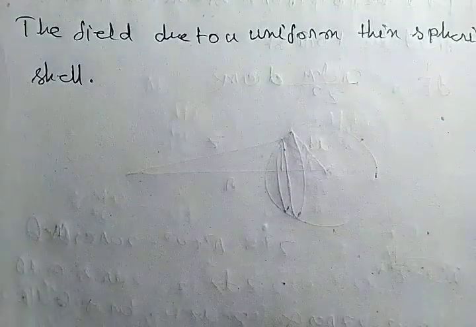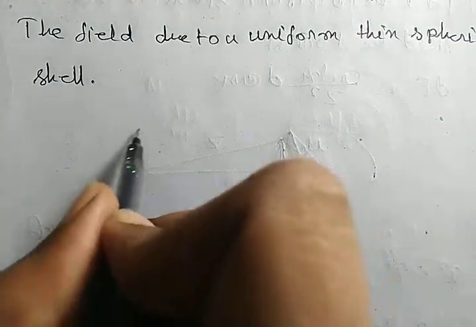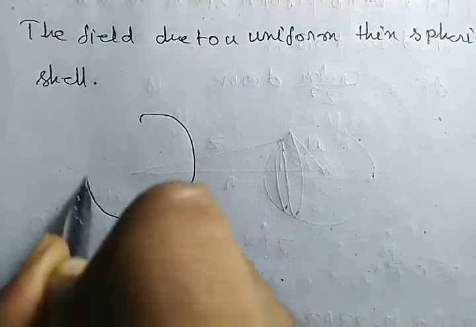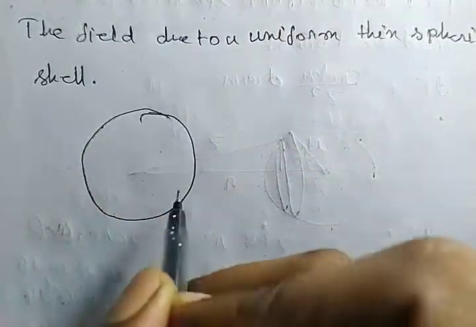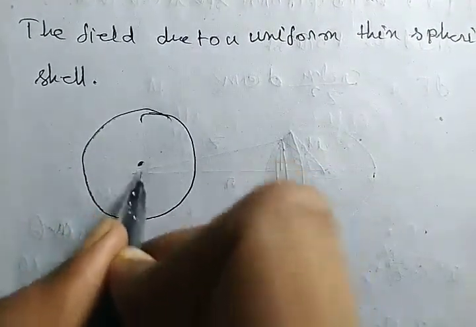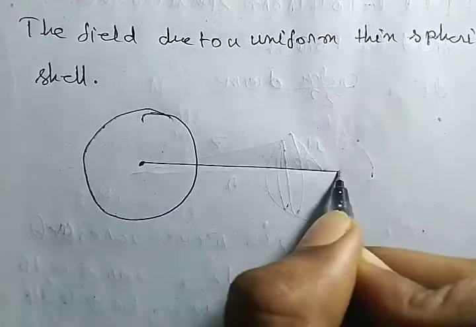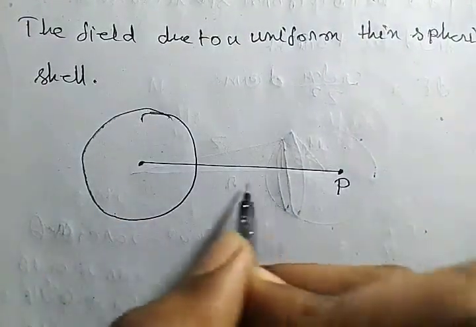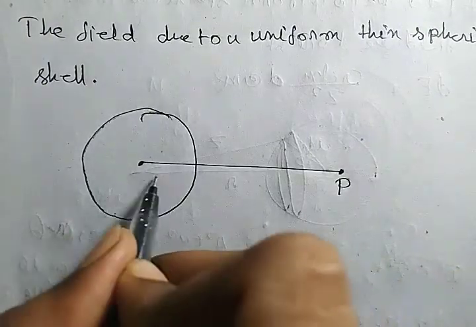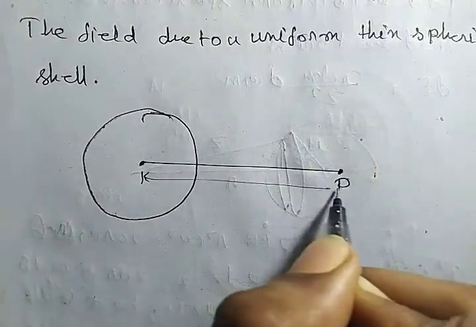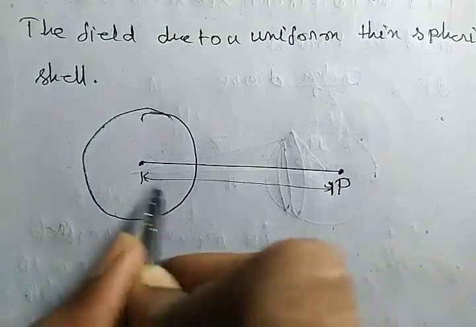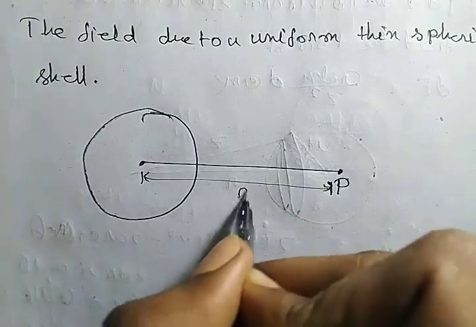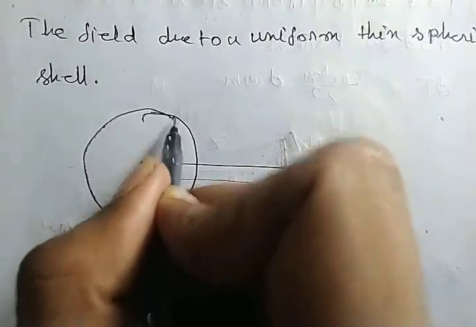So first thing we need to do for this is draw a spherical shell, and this is the center of that shell, and at this point we will be considering the field. Let us call this the point P. The distance of point P from the center of this shell is R.